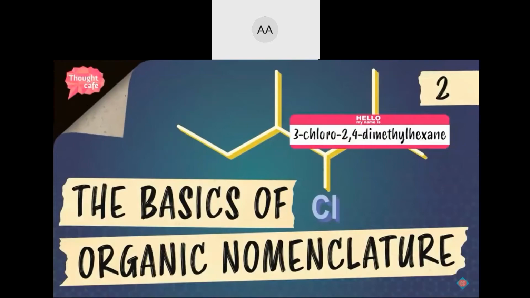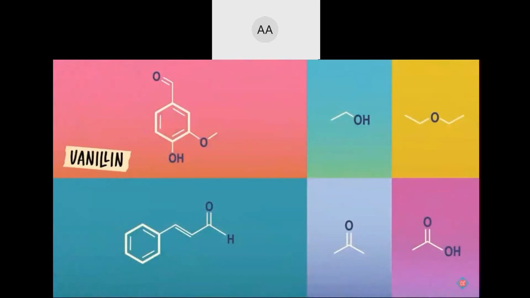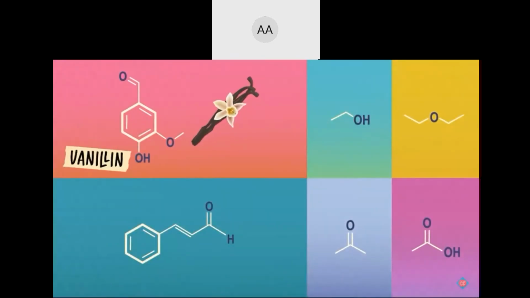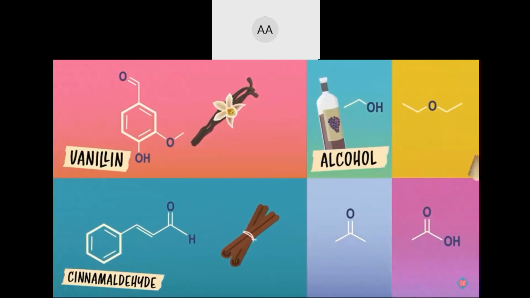By the time IUPAC came along with standard rules, organic chemistry as a field was already over 100 years old. Many chemicals had common names given to them by the people who discovered them, based on their source or smell or color. For instance, vanillin is isolated from vanilla beans, and cinnamaldehyde is isolated from cinnamon. Alcohol, ether, acetone, and acetic acid are common names too.